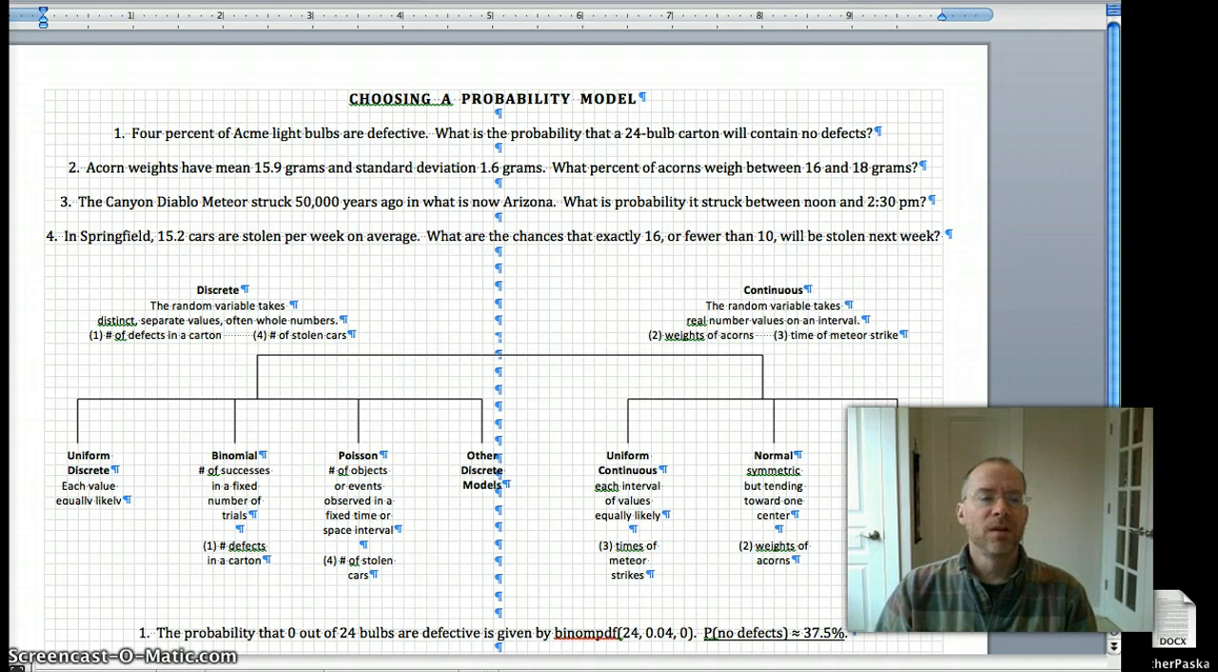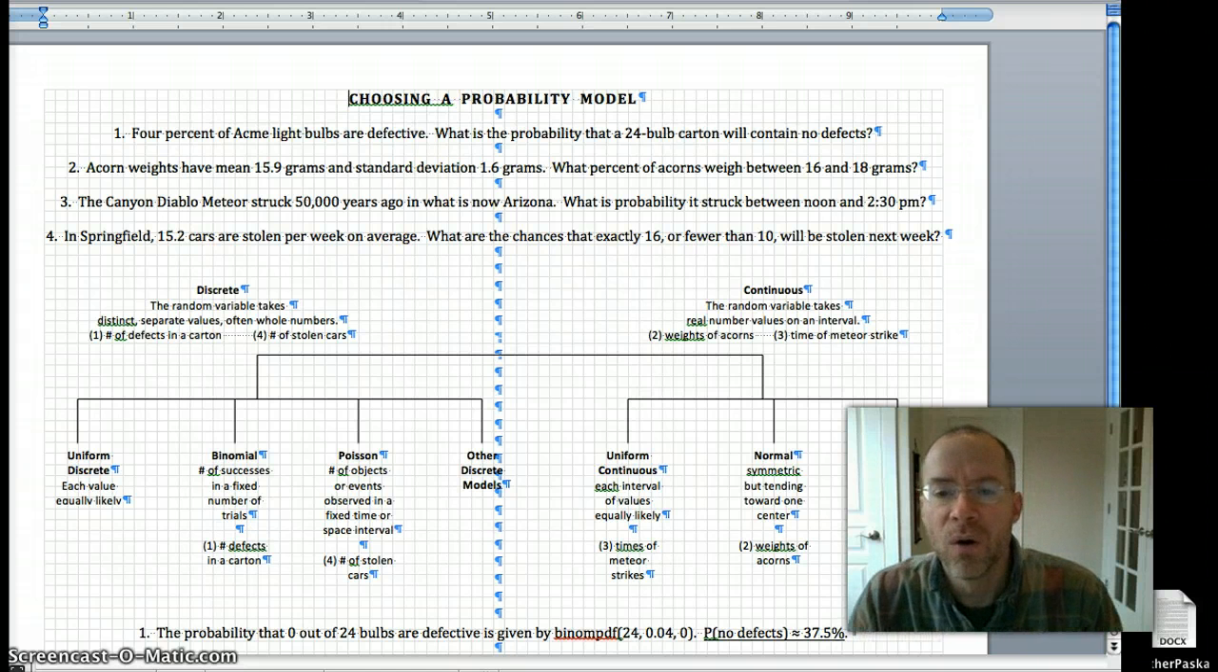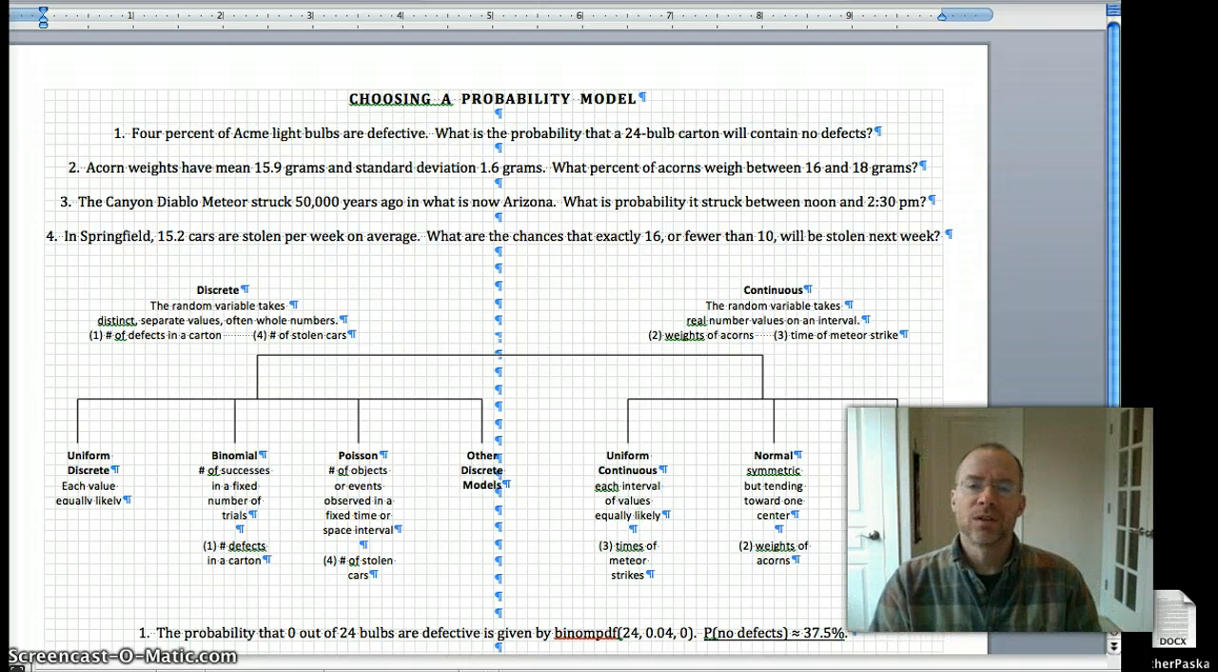And finally, in Springfield, 15.2 cars are stolen per week on average. What are the chances that exactly 16, or part B of the question, what's the probability that fewer than 10 cars will be stolen in the next week?